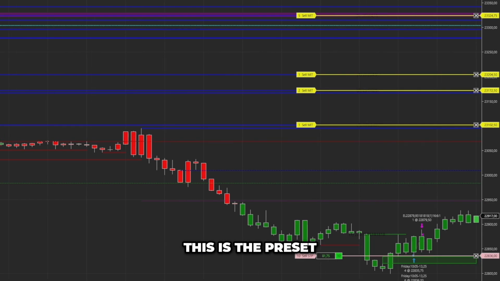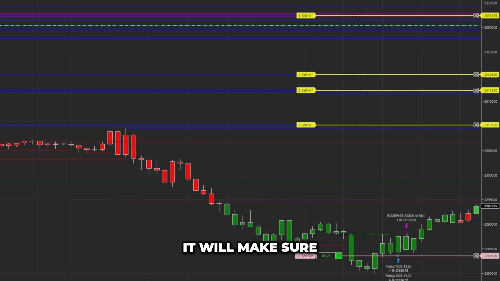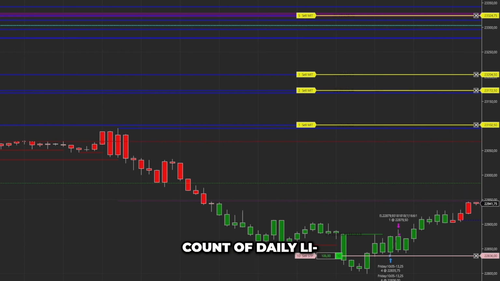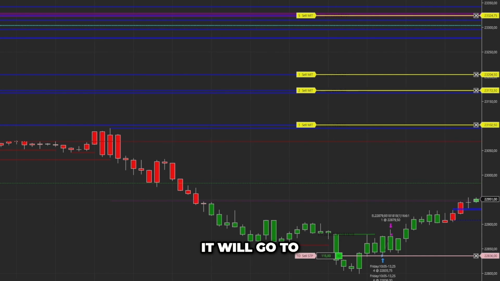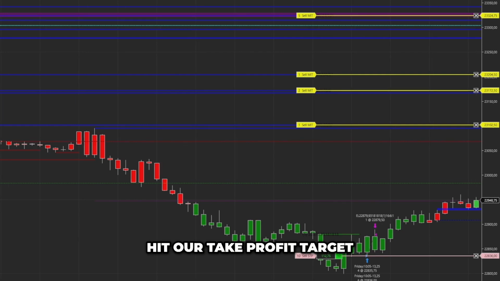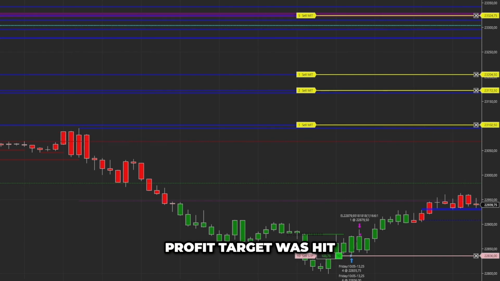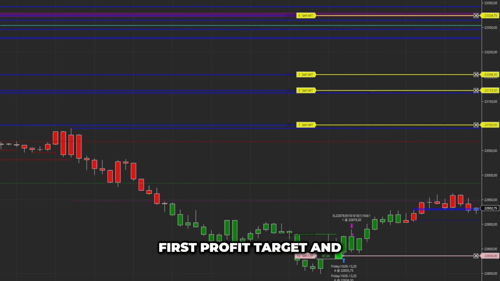model. This is the preset model of 15 minutes that you can actually select. What it will do is make sure that it keeps count of the liquidity pools throughout the day, and it will go to break even once it closes above the first profit target, what you have seen here. So we entered 1 minute after we already hit our take profit target. We didn't close above, and once the third candle after our take profit target was hit, it closes above our first profit target and we go to break even, as you can see.